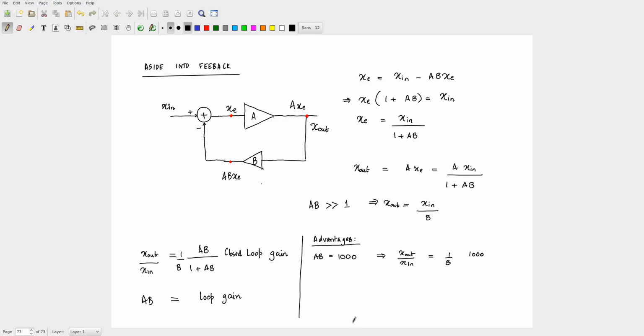Now assume your A into B is, instead of 1000, 10,000. What is your X out by X in? 1 by B into 10,000 divided by 10,001. Work out what these two things are. Who has a calculator? Tell me what's the first number, what's the second number.